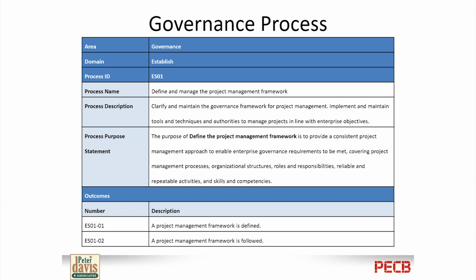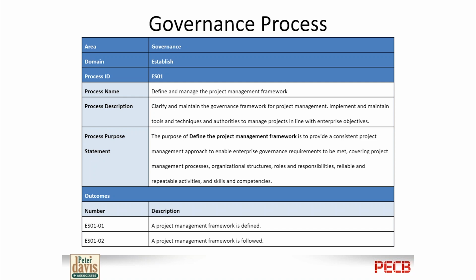From the purpose, we derive the outcomes. So the outcomes, again, become what we call our lag indicators, so they could be measured if we wanted. We could have outcome measures. But our first outcome here is a project management framework is defined. So the outcome measure is pretty easy here. Either it's binary, either you have one or you don't. And a project management framework is followed. Well, you'd have to come up with something different, like the number of projects that follow the project management framework, and that'd be a percentage, and you set some target and hope to hit that. So in this first part, we have defined our process name, description, the purpose, and provided the outcomes.